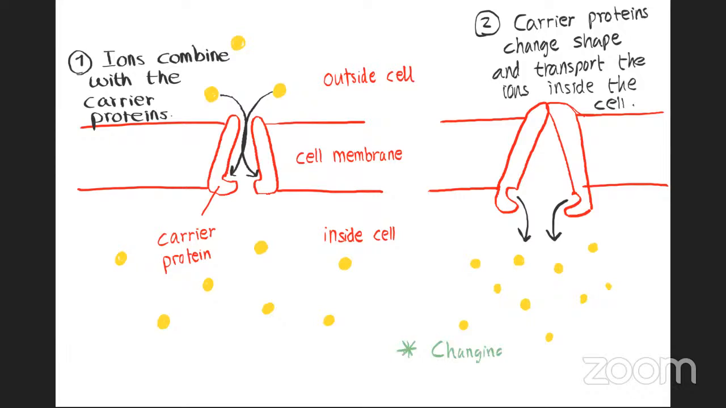Changing the shape of carrier proteins requires energy, as active transport is an energy requiring process. It relies on mitochondria.